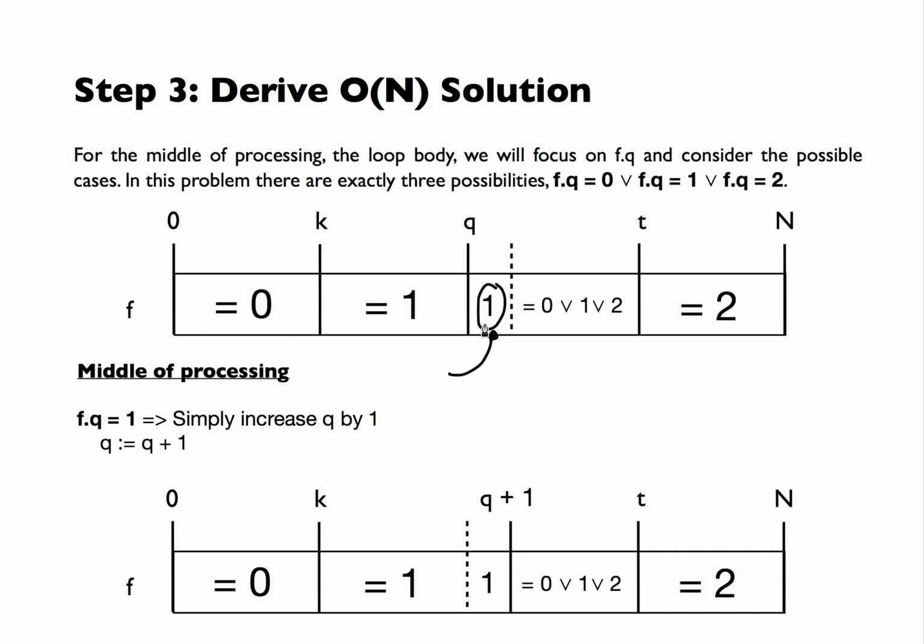So it doesn't need to be moved. All we need to do is just include this 1 in the segment of 1s. And to do that, it's very simple. We just increment q to include this 1. So if f.q is equal to 1, we simply increase q by 1. So q becomes equal to q plus 1. Q moves forward 1, and now the 1 that was there is included in the segment of 1s.